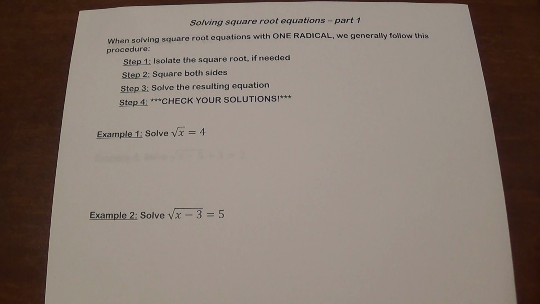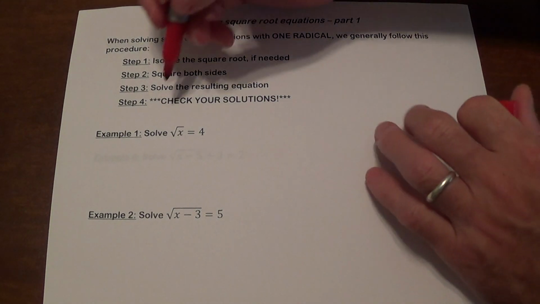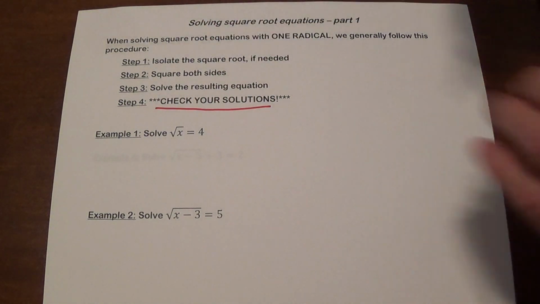Step 1, you're going to isolate the square root if needed. Sometimes it's already by itself. That means leave it by itself. It has to be alone on one of the sides of the equation. After that, you're going to square both sides. Then you're going to solve the resulting equation depending on what type of an equation that is. And then you're going to check your solution. I want to make sure you understand this is an extremely important step. I will demonstrate to you what's going to happen.